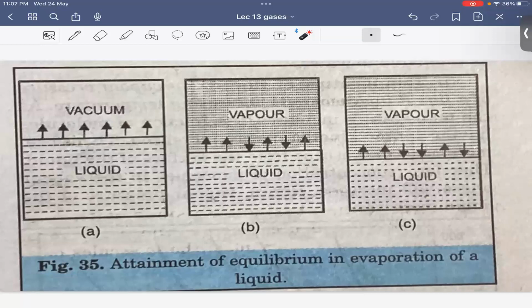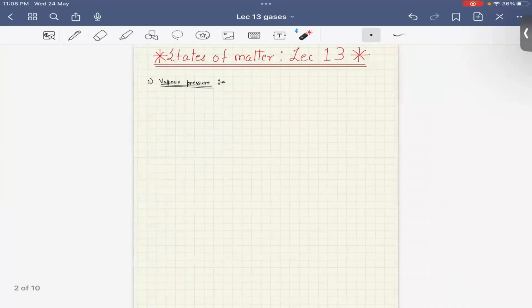The molecules in vapor phase exert pressure as the evaporation reaches equilibrium state. The concentration of the molecules in the vapor state becomes constant. The pressure exerted by the molecules in the gaseous phase in equilibrium with the liquid is called equilibrium vapor pressure, which is also called vapor pressure. Hence, vapor pressure may be defined as the pressure exerted by the vapors in equilibrium with its liquid at a given temperature. So let us write this down.